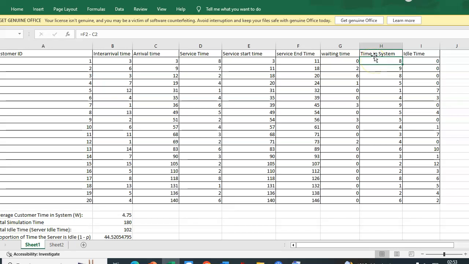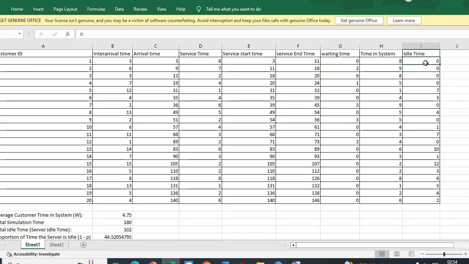And the time in the system, do the opposite. You do when the time ends minus the arrival. So you get 11 minus the arrival, which is 8, which is the time in the system. You do the next one, 18 minus 9, which is 9. And you do the next one, 20 minus 12, which is 8, and so on and so forth.